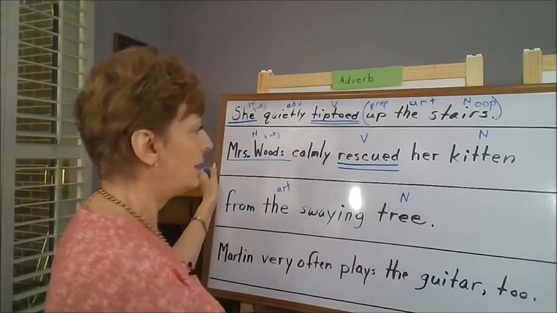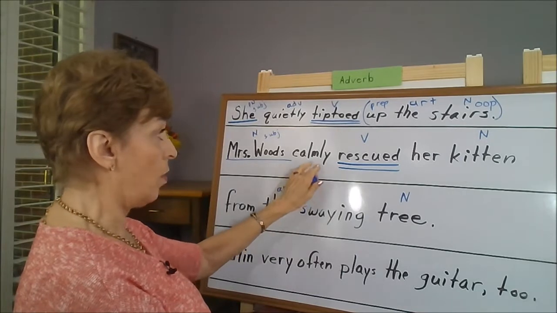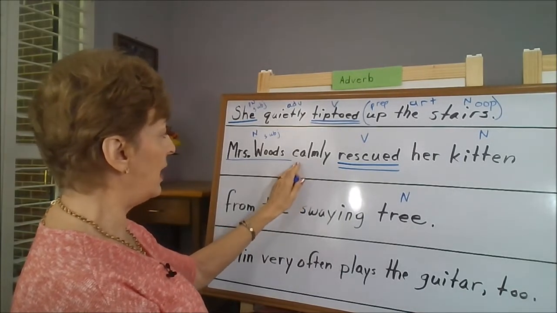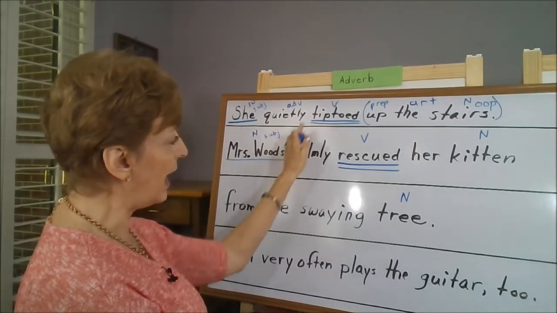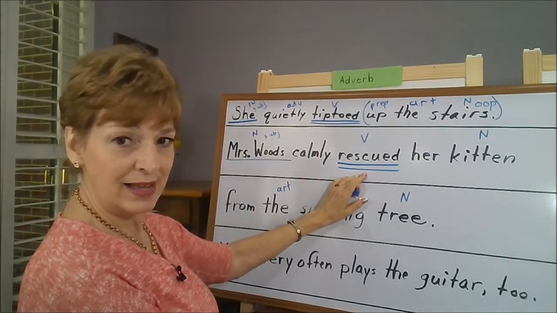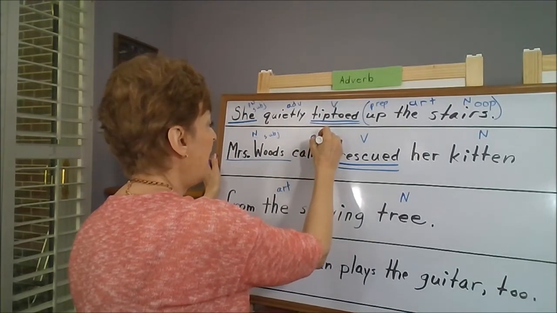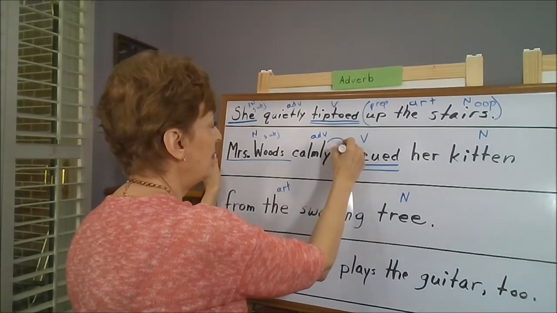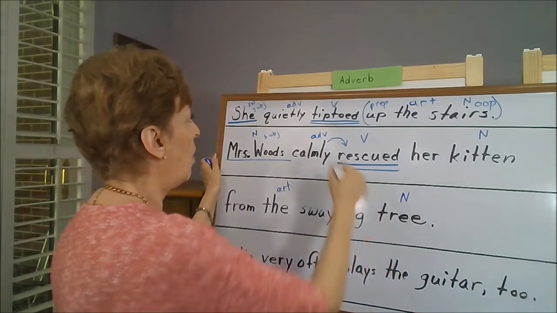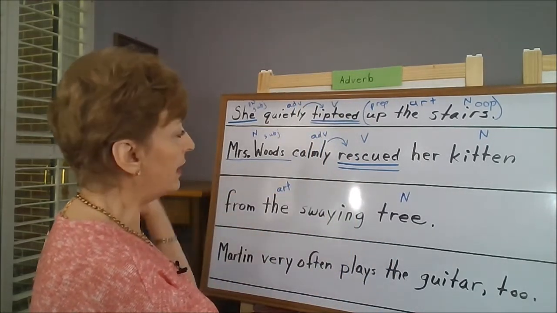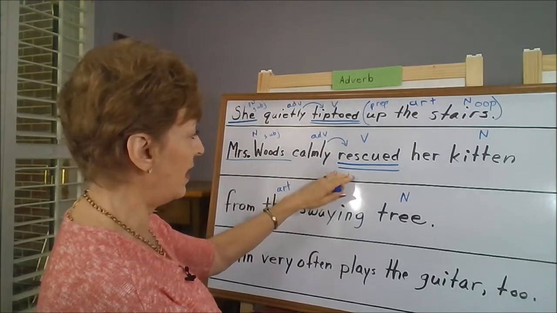Woods did. Uh-oh, here's an ly on the end of this word. That makes me think adverb. Does calmly tell me how she rescued? Yes, she calmly rescued. So that's an adverb describing the action. Quietly was describing how she tiptoed. All right, let's go on. Let's see if there's anything else.